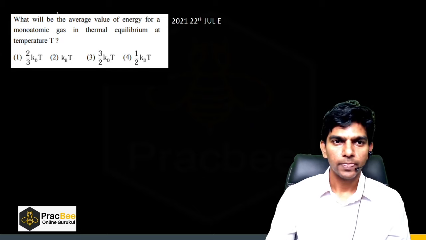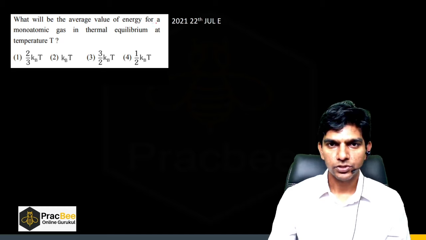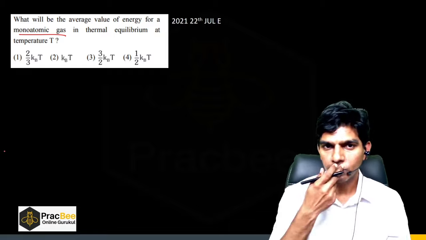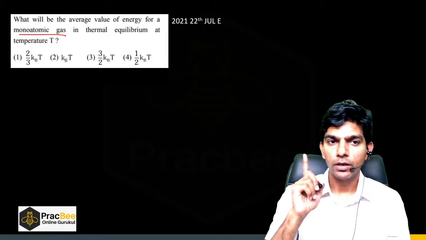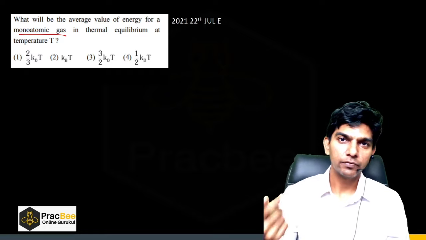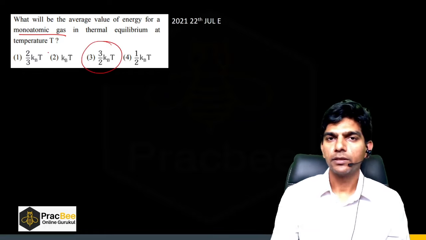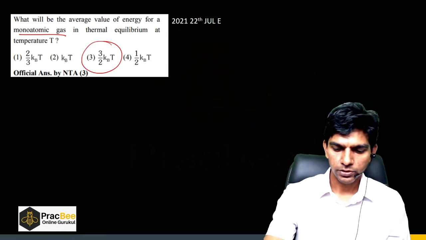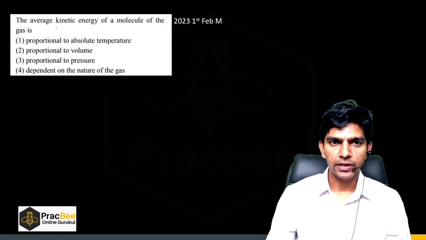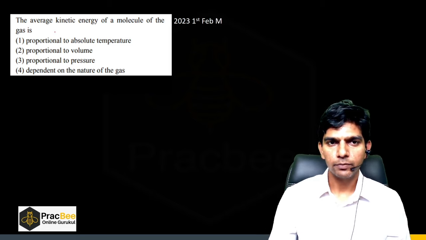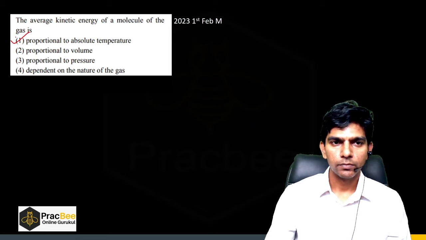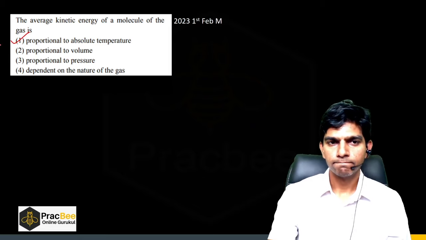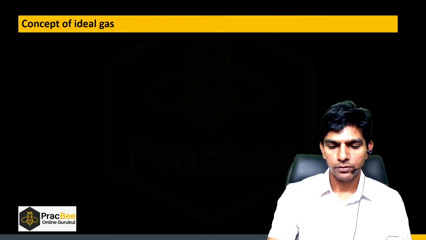Now let us see another question. What will be the average value of energy for a monatomic gas in thermal equilibrium at temperature T? They are talking about the average value of energy for a monatomic gas, so basically they are talking about average kinetic energy. Average kinetic energy will be 3/2 kBT. That is the straightforward formula that we have studied. So option 3 is the right answer. Now, the average kinetic energy of a molecule of gas depends only on the temperature, and is proportional to the absolute temperature. Okay, so I hope this concept is clear.